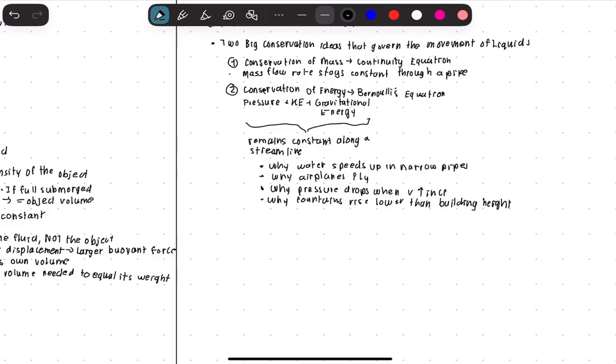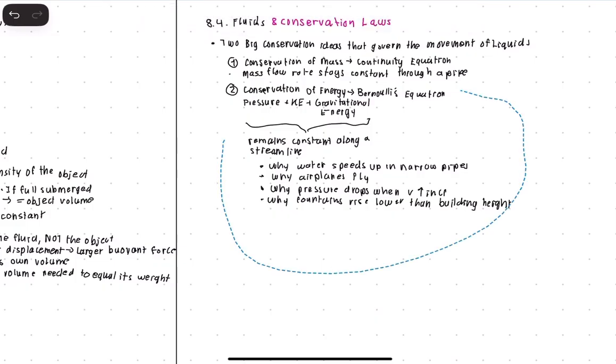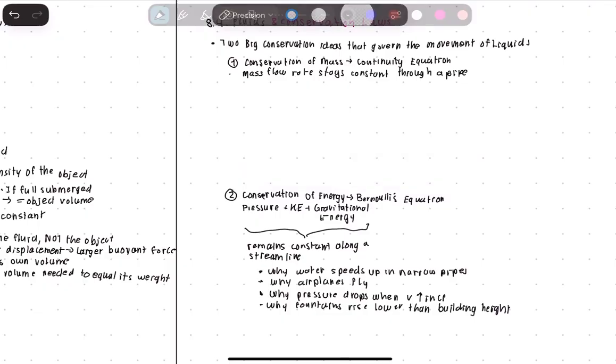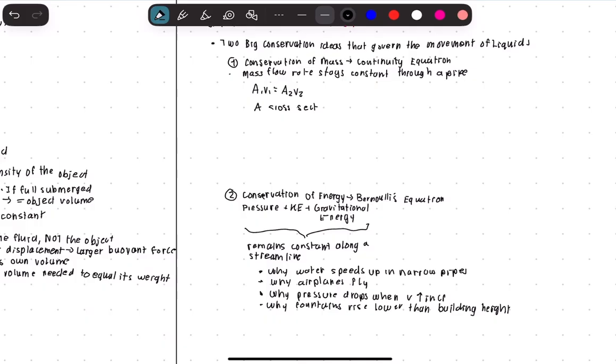Now, let's talk more deeply about the continuity equation. So let's make some space for this over here. Essentially, A1V1 is equal to A2V2. A means cross-sectional area, and V means the fluid speed. The subscripts 1 and 2 are just the location in the pipe. So it's basically just a location indicator.